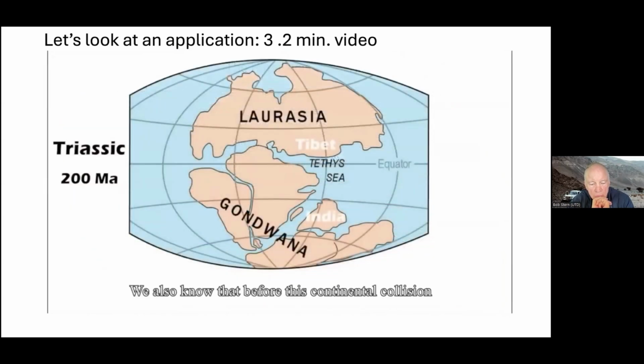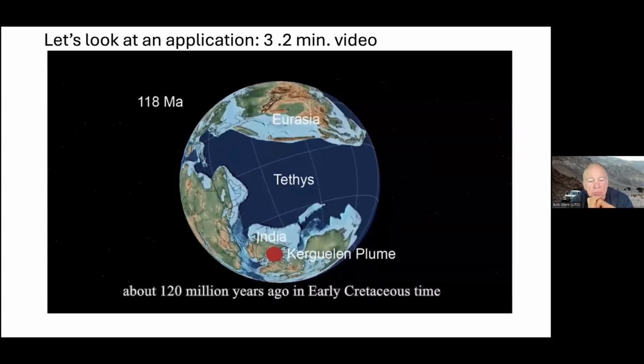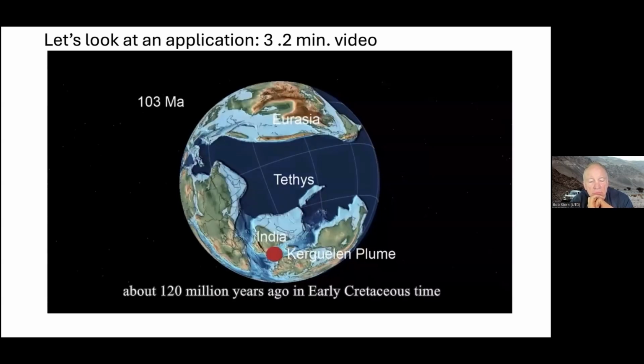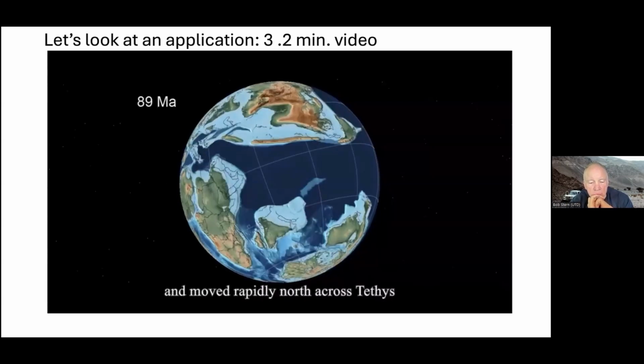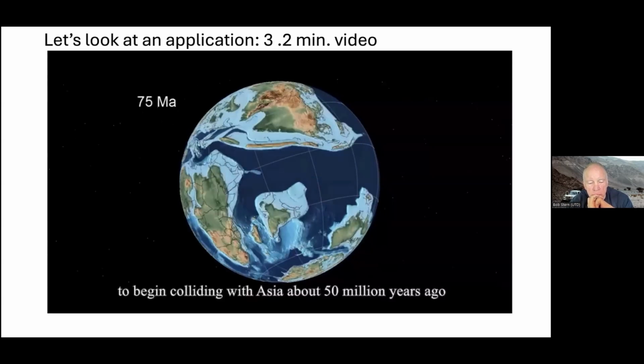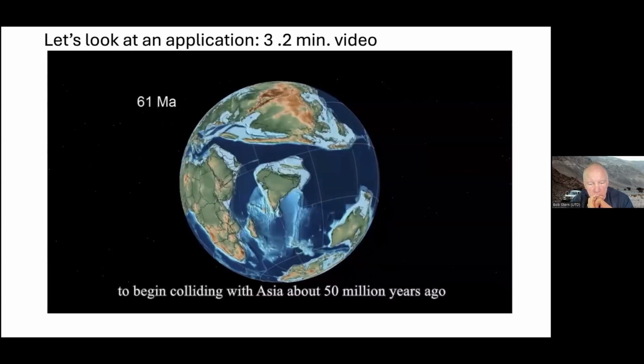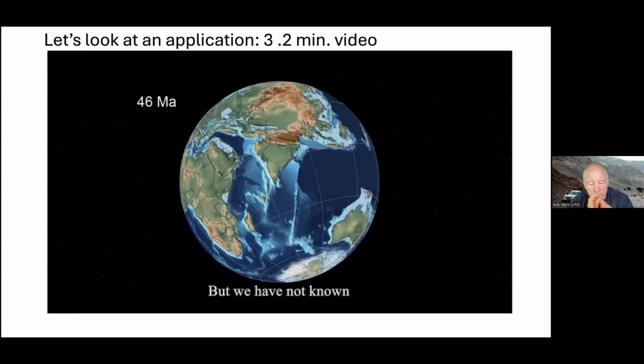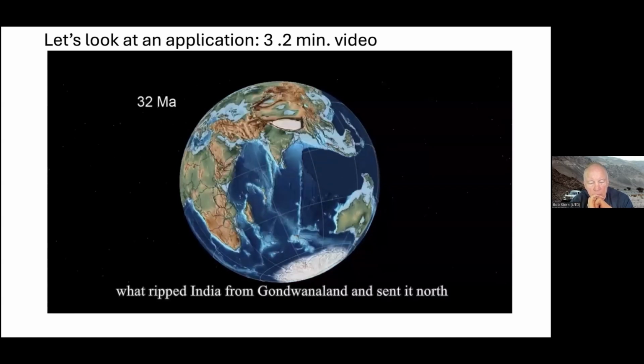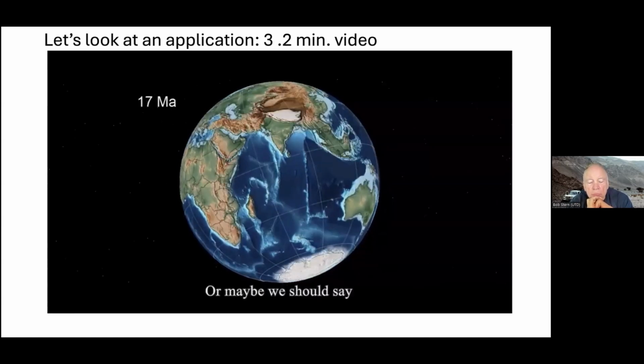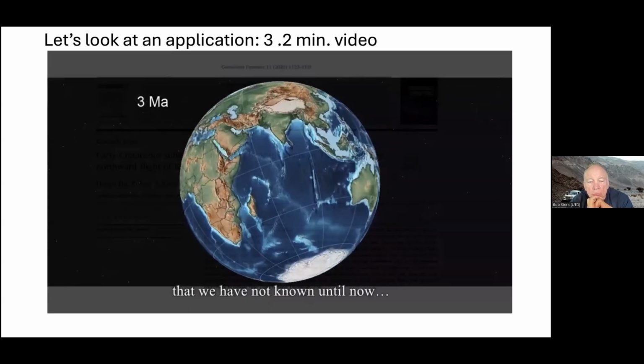We also know that before this continental collision, India was part of the supercontinent Gondwanaland, separated from Asia by thousands of kilometers of a great east-west ocean called Tethys, named after a Greek goddess. India broke out of Gondwanaland about 120 million years ago, in the early Cretaceous time, and moved rapidly across Tethys to begin colliding with Asia about 50 million years ago. But we have not known what ripped India from Gondwanaland and sent it north. Or maybe we should say that we have not known until now.